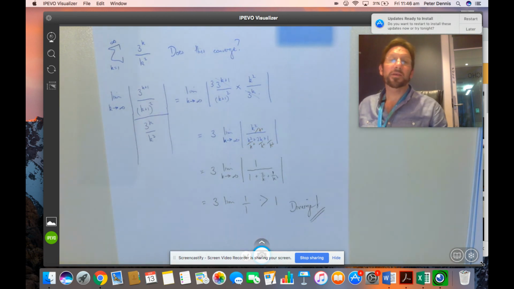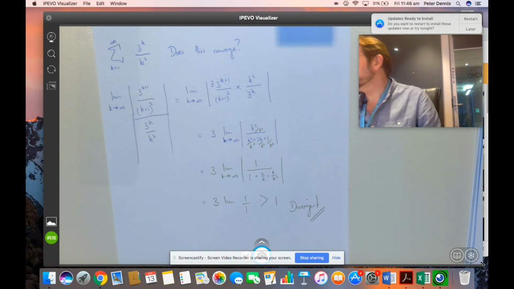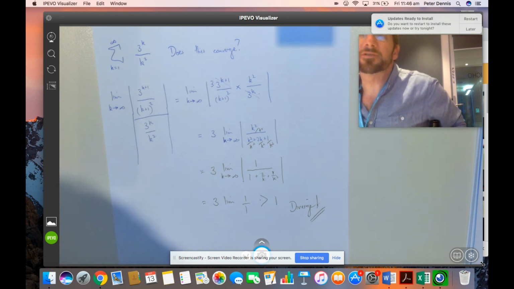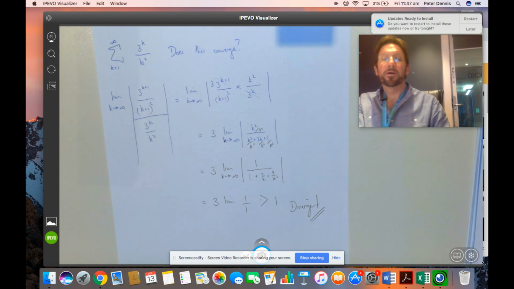Okay, and that's what the ratio test is. We always look at the same thing, the n plus 1 term divided by the nth term, and we look at that as n tends to infinity, or in this case, k tends to infinity. Okay, hopefully that helped a bit.